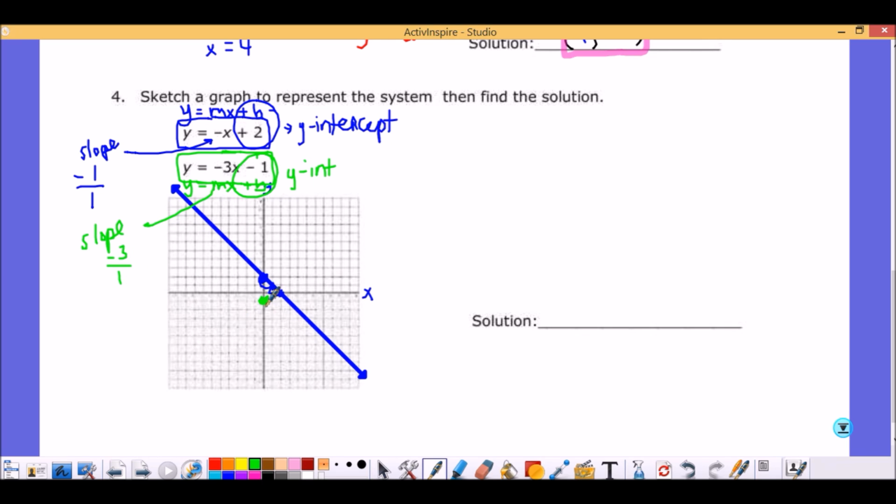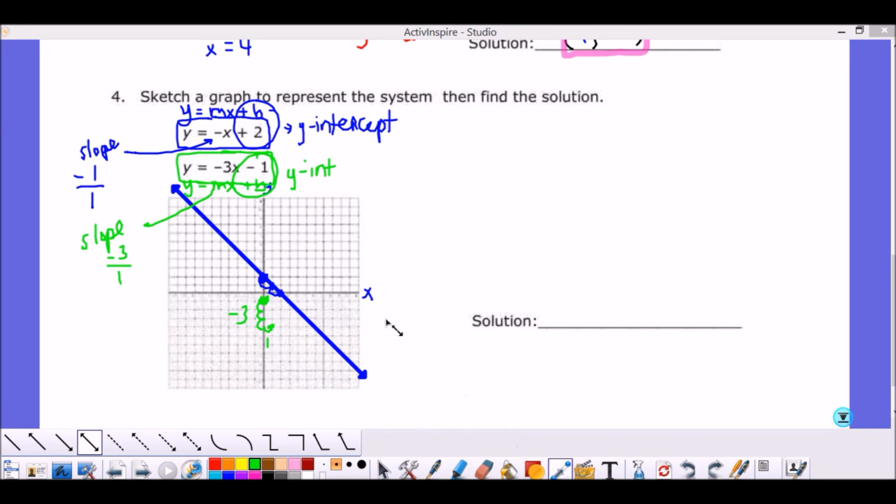So that means I'm going to go down 3 lines. So down 3 and over 1. So that's where my next dot is. So now I'm ready to connect these two dots and create my new line.